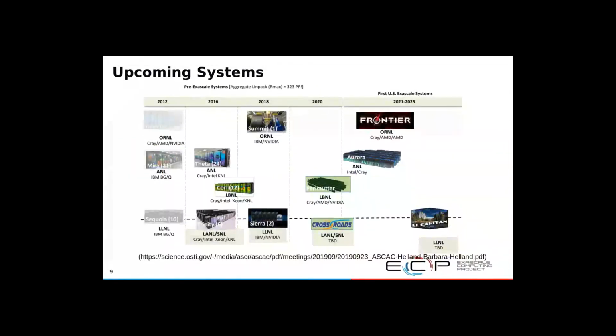Here you can see our map of upcoming systems across a variety of different laboratories within the US Department of Energy's computing ecosystem. Aurora is the system that we're getting, and you can see it's being provided by Intel and Cray, but other vendors provide other systems that are an important part of our ecosystem.